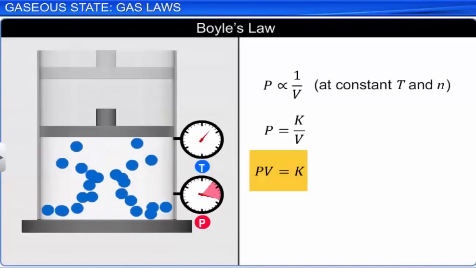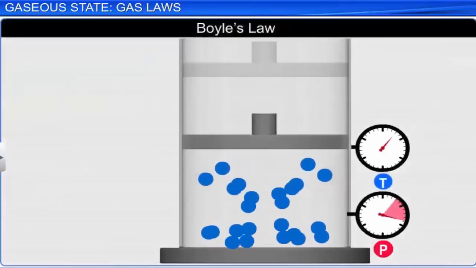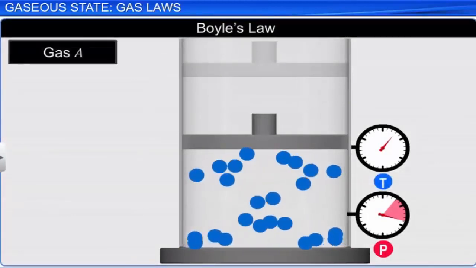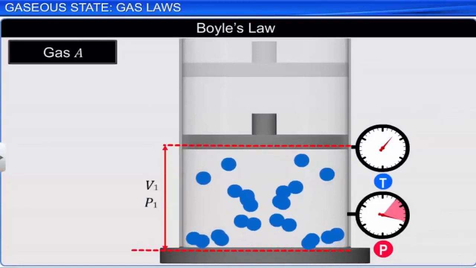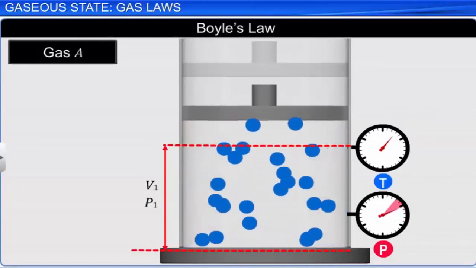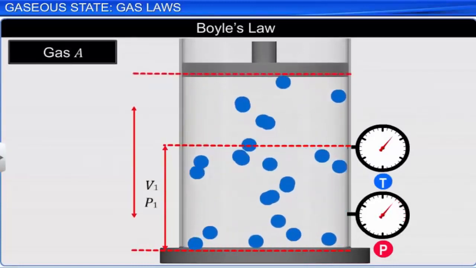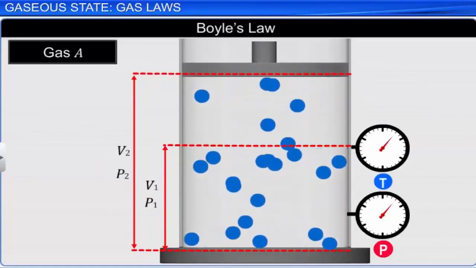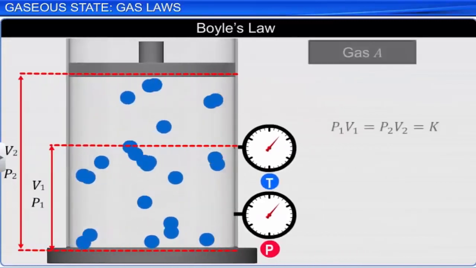For example, if N moles of a gas A occupying volume V1 at pressure P1 expands to volume V2 and pressure P2 at constant temperature, then P1V1 is equal to P2V2, which is constant.